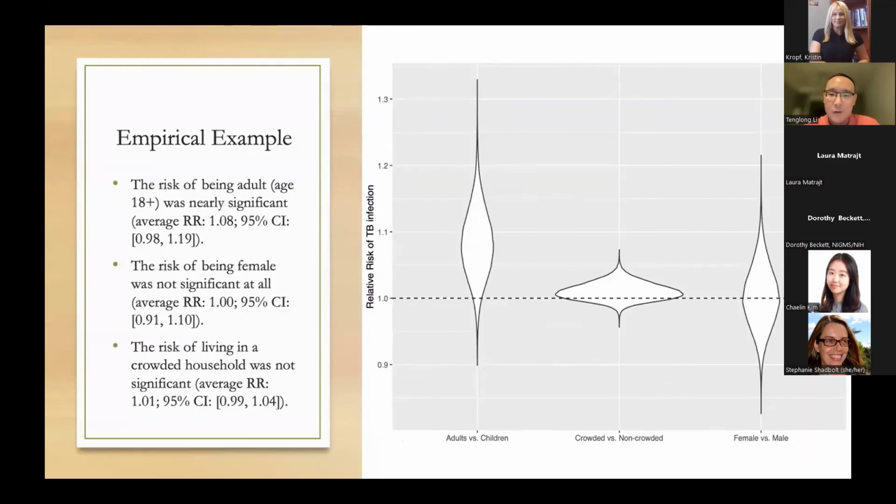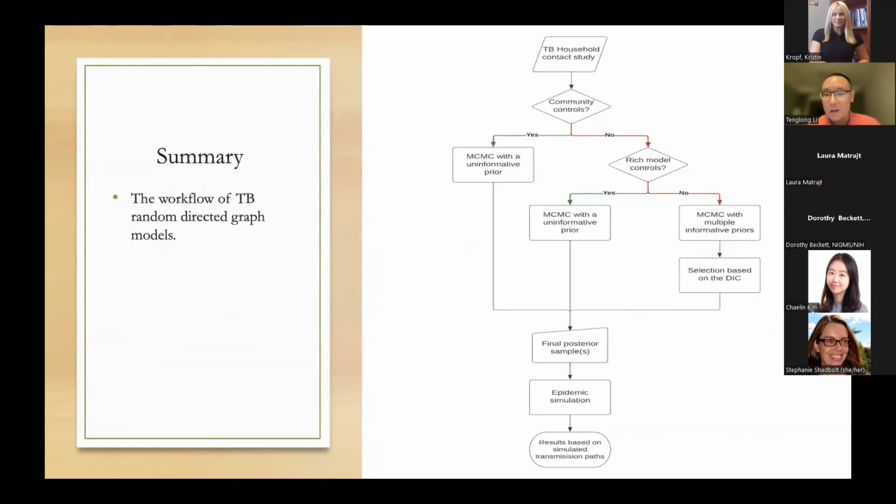And for the risk factors, we find that being adult was nearly significant, while crowding is really not so significant, and gender really doesn't have any effects. And as I said before, because crowding only associates with household transmission, we have to be careful, because in this case, household transmission is indeed overshadowed by the community transmission. And this is the last slide. Basically it summarizes the whole process of our statistical framework for building a random digraph model in a TB household contact study. So thank you so much.